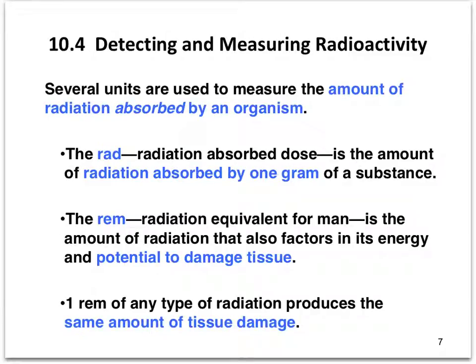The curie is fine for measuring a sample of radioactive material, but how much radiation is absorbed by living things is different. For that we have the rad and the rem. The rad is the radiation absorbed by 1 gram of substance. Now contrast that to the rem, which takes into account the energy of the radiation and its ability to damage tissue. So 1 rem of any type of radiation is the same. So 1 rem of alpha is the same as 1 rem of beta, which is the same as 1 rem of gamma, etc.